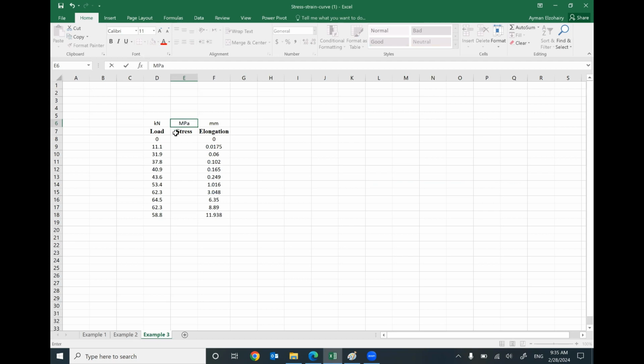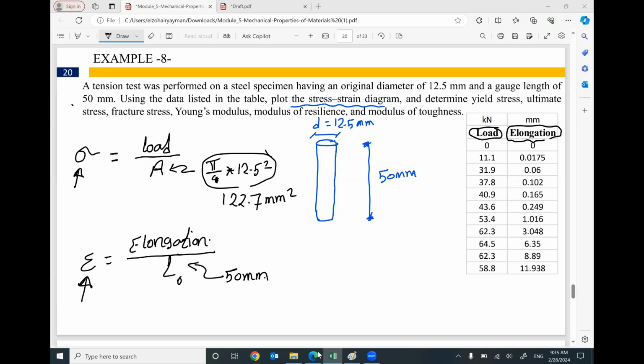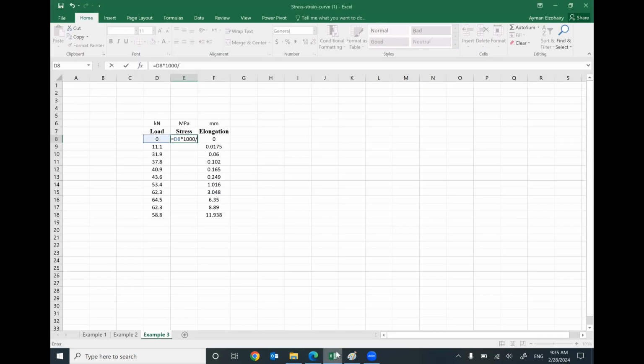That makes sense? So I will set this equal to the value of the load. I will multiply it times 1000 to be in Newtons and divide it by the value of the cross-section area, which is 122.7. And then I will go back to this cell and double click on this little point. So this calculation will be repeated for the whole cells.